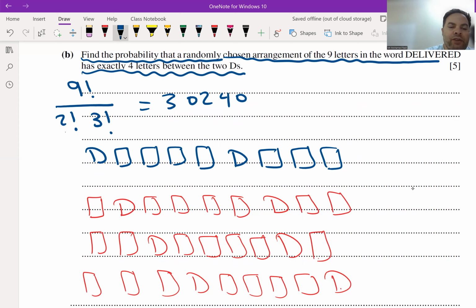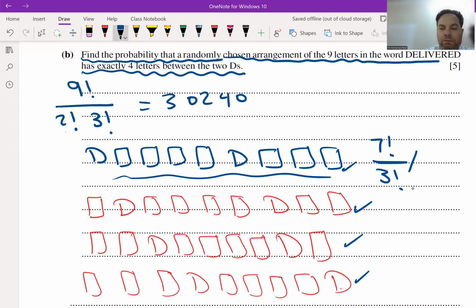So if you rearrange this case, D, space, we have 7 letters left. In how many ways can we rearrange 7? It's 7 factorial, but these 7 include 3 that are repeated, so divided by 3 factorial. This happened for how many times? 1, 2, 3, 4. So multiplied by 4. The answer will be 7 factorial divided by 3 factorial multiplied by 4.